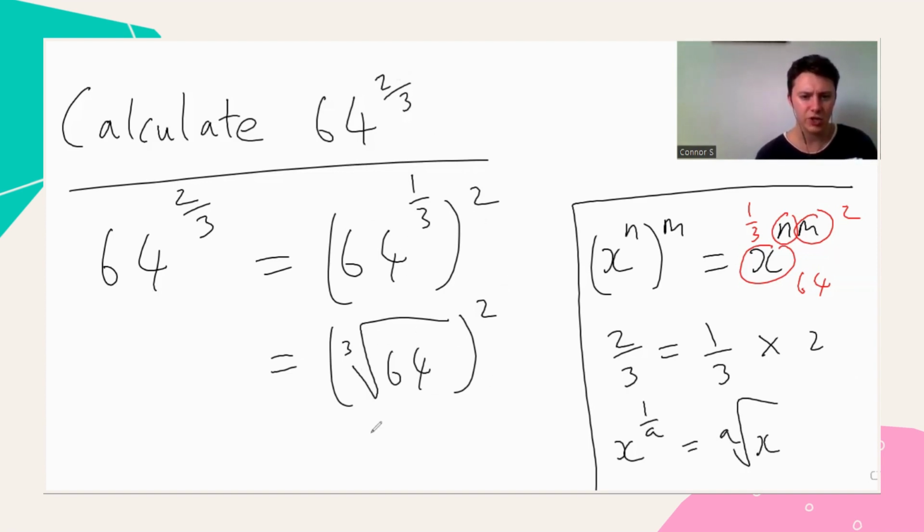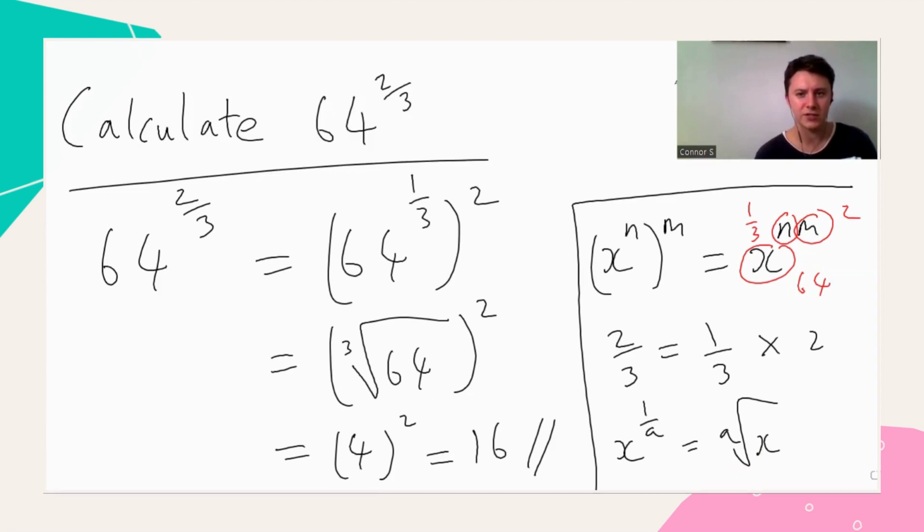So you've got here the cube root of 64. Now, the cube root of 64 is the number 4. And why is it 4? Well, that's because 4 cubed, so 4 times 4 times 4, is 64. So the cube root of 64 is going to be 4. So you've got 4 squared, which is 4 times 4. So our final answer to this question is going to be 16. So that's just an example of how we could deal with a fractional indices question if we get that in our exam.